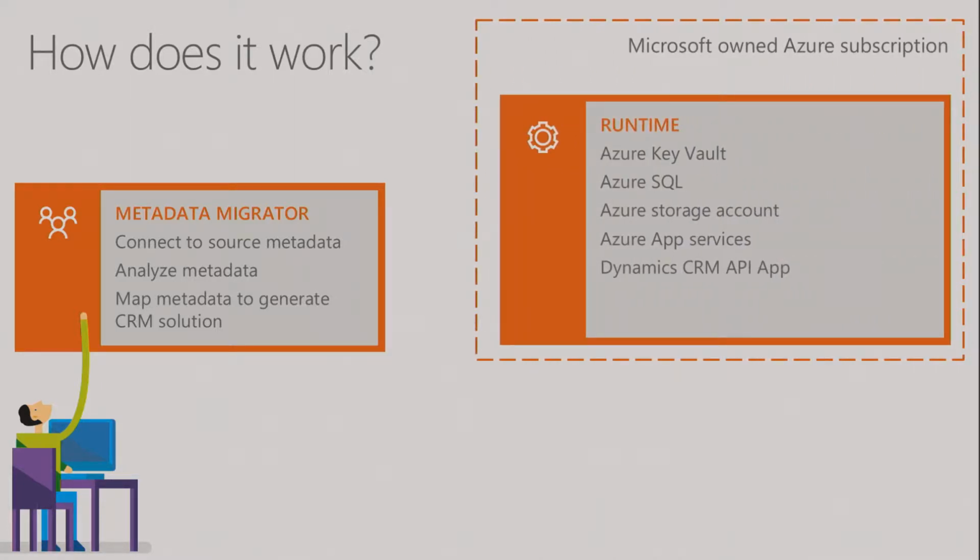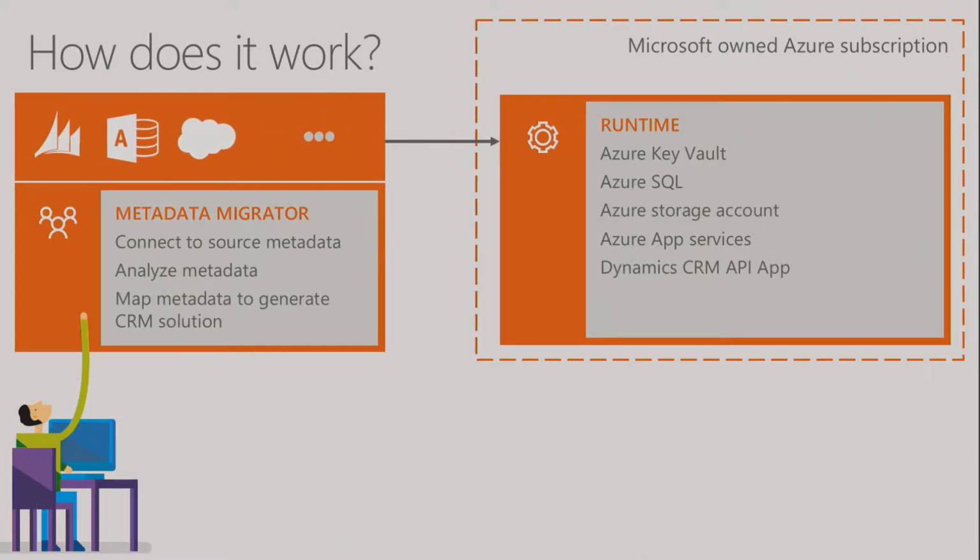What happens is we have a runtime in Azure, and we leverage a lot of Azure services and a lot of the stack to take some of this work off from us having to build it again. So we're using things like Azure Key Vault to store credentials to these source systems we connect to, Azure SQL for storing the metadata so that we can have a look at it and analyze it, and things like the Azure App Services and Dynamics API app to push and pull data between these different systems.